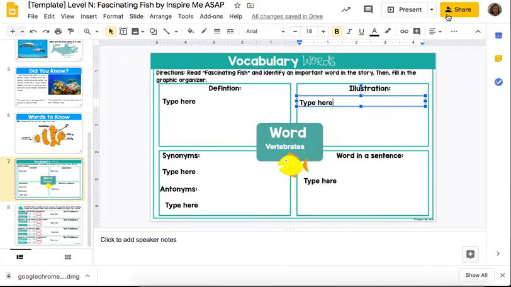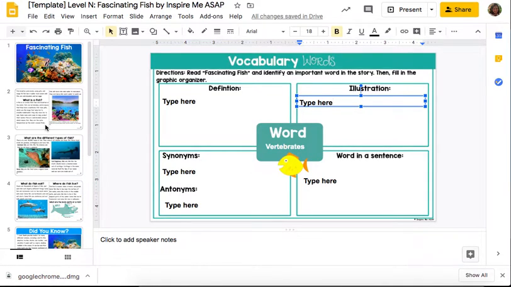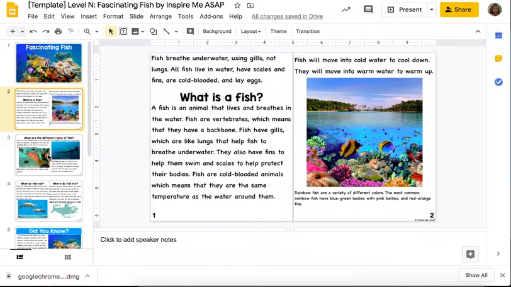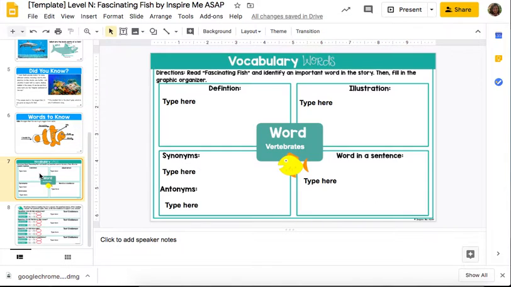Illustration. You can find a picture from Google about what vertebrates are, a fish that's a vertebrate, and add that here, or you can just type a description of it. Synonyms, find a word that means the same, and antonyms, find a word that means the opposite, and then over here you can write it in a sentence. If for some reason the word vertebrates does not work for you, you can find another important word in the story, but it must be important in the story.